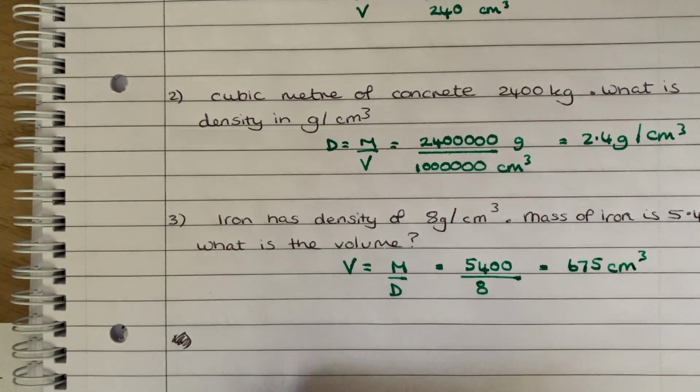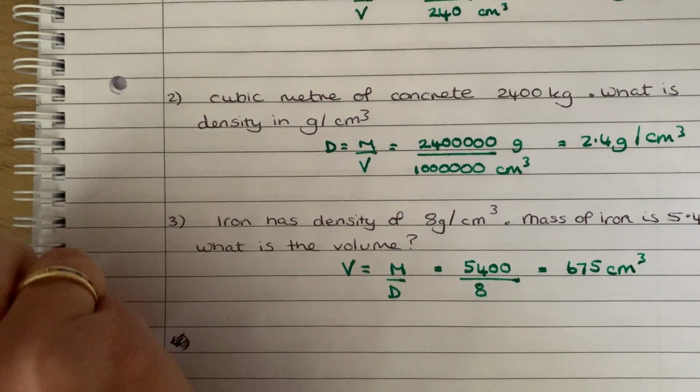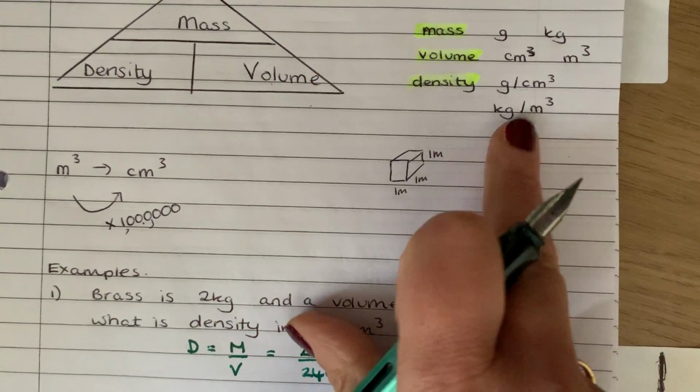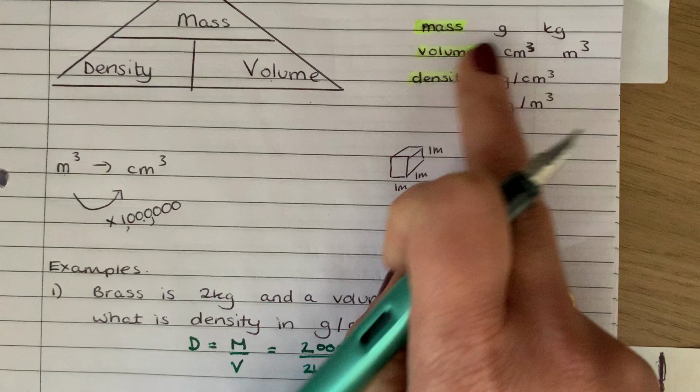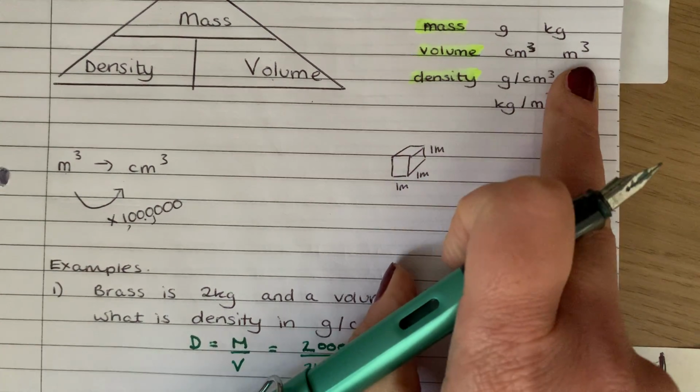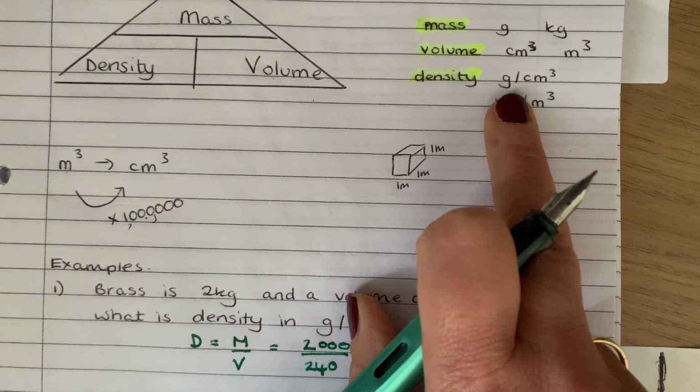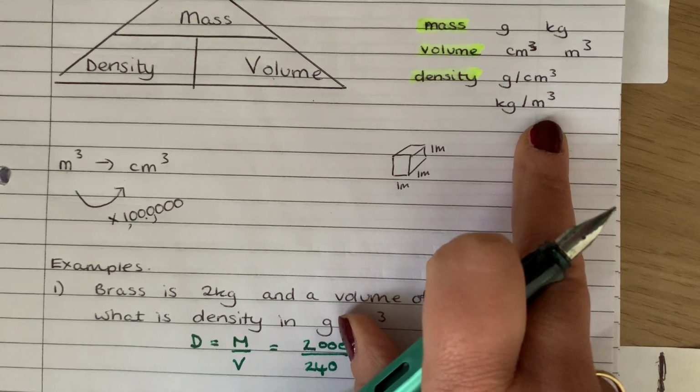Again, if you go back to the top here, make sure you've got the correct units with whatever answer you're doing. If it's a mass, it's got to end in grams or kilograms. Volume has got to end in centimetre cubes or metre cubes, and density has got to end up in grams per centimetre cubes or kilograms per metre cubes generally.